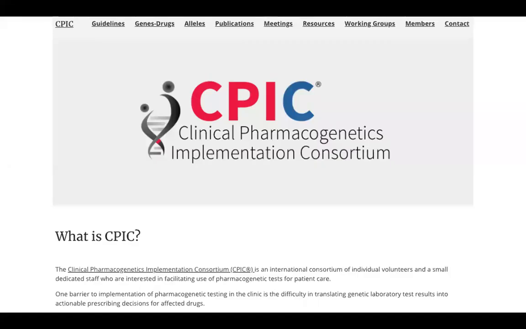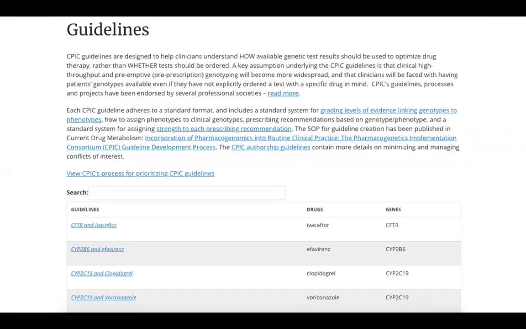And this was just kind of, I was posting this here as a reminder for CPIC guidelines. And so you would go to cpicpgx.org. And then you would click on guidelines. And this is what comes up, and it shows what has been recommended.